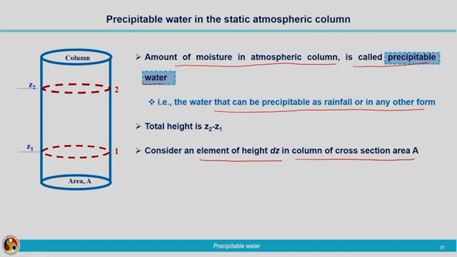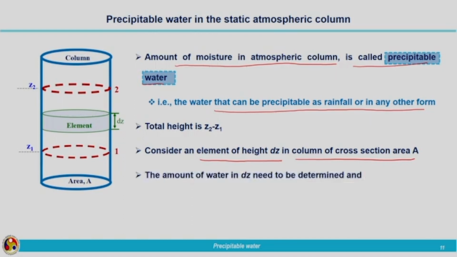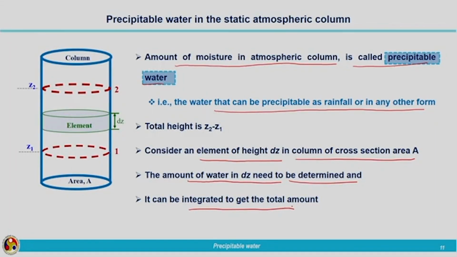Within this particular atmospheric column, we are going to consider an elementary strip. The depth of the strip or the height of the strip is dz. Small strip, that is why we are denoting it as dz. Now, our main objective is to find out the amount of water in dz. That is what we are going to determine. And once we get the amount of water in this dz, we can integrate over section 1 and section 2 to get the total amount of water present in the column between section 1 and section 2. That is, we will be integrating at the end.